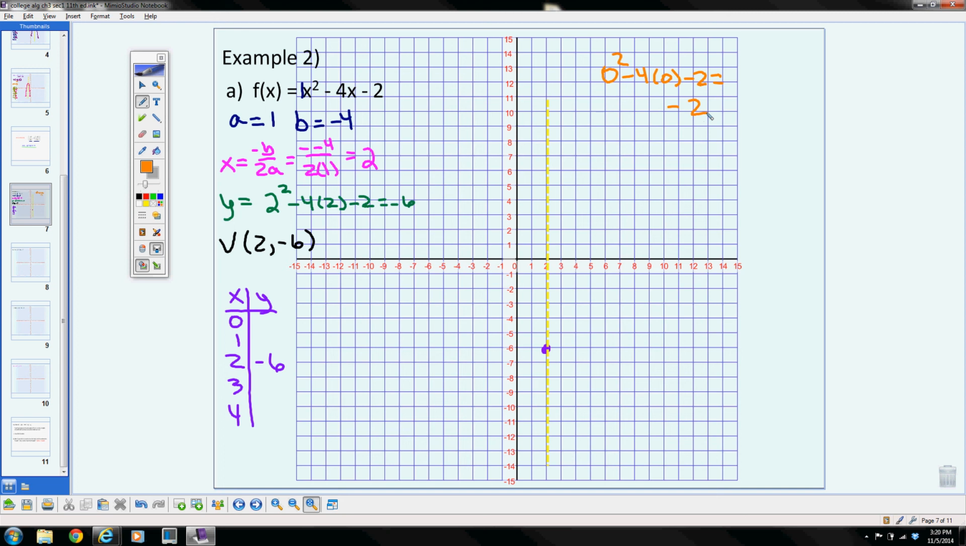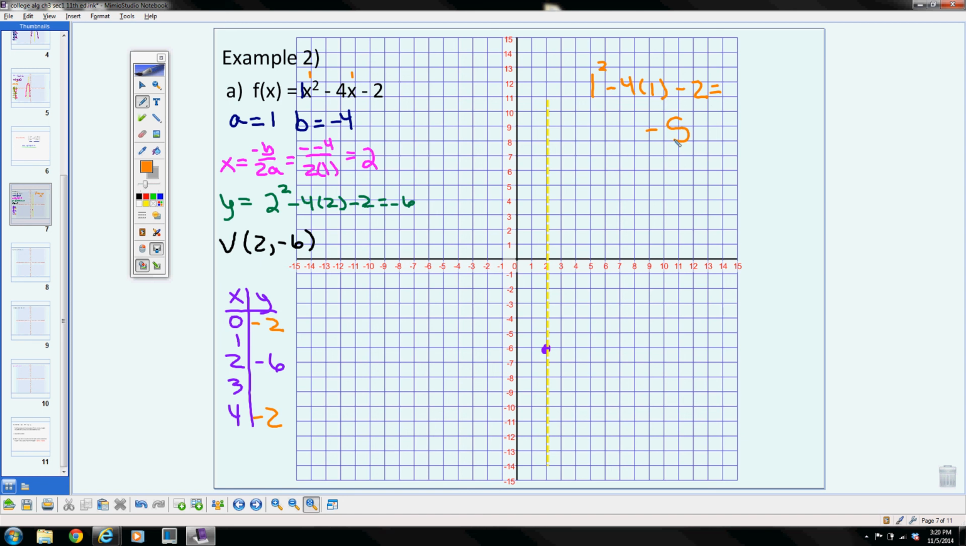Because of symmetry, I know when x is 0, y is negative 2, and when x is 4, y is negative 2. Now let's try the 1. You can try 1 or you can try 3. You'll get the same answer. I'm going to try 1 because it's smaller. I'm going to take the 1 and plug it in here in the original equation. That's going to give me 1 squared minus 4 times 1 minus 2. That's 1 minus 4, which is negative 3. And then negative 3 minus 2 is negative 5.